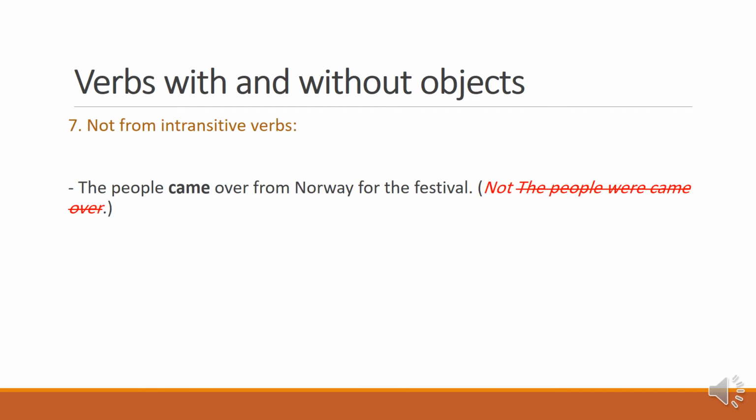Rule number 7 is, we don't create the passive form from intransitive verbs. For example, the people came over from Norway for the festival, and we can't transfer it to the passive. For example, we can't say the people were came over.